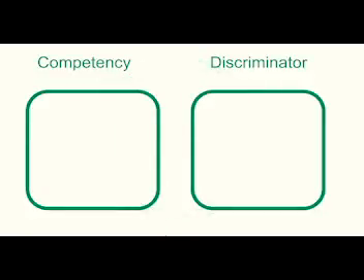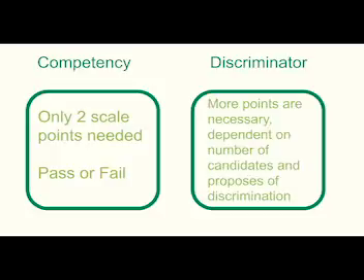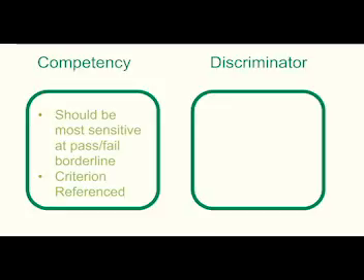Exams can either be competency-based or discriminator-based. In a competency-based exam, only 2 scale points are needed, and they are basically pass or fail. A discriminator exam is different in that more points are necessary, and it depends on the number of candidates and the purposes of discrimination. Competency exams should be very, very sensitive at the borderline, i.e. where people pass and fail, and they should also be criterion referenced. And this means reference against very clear educational aims which are stated as part of the course.